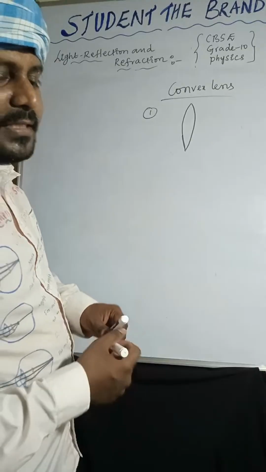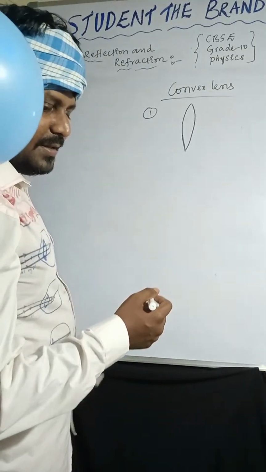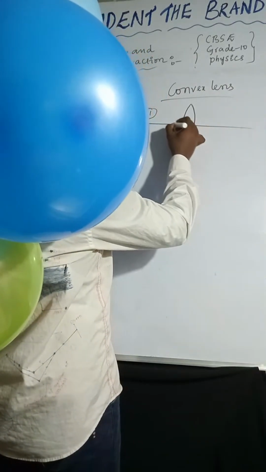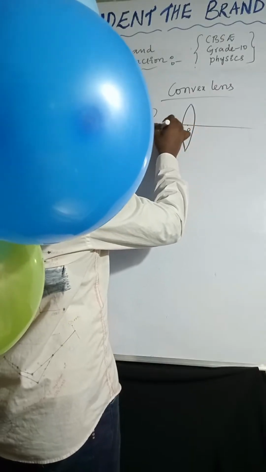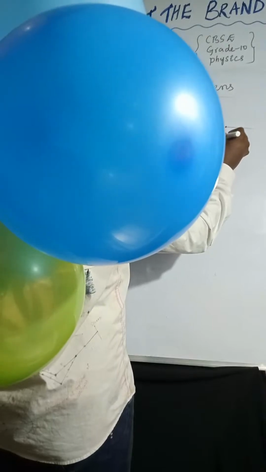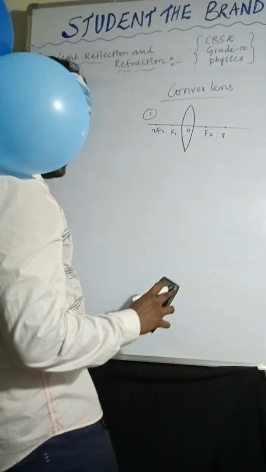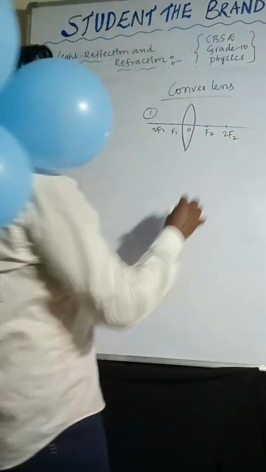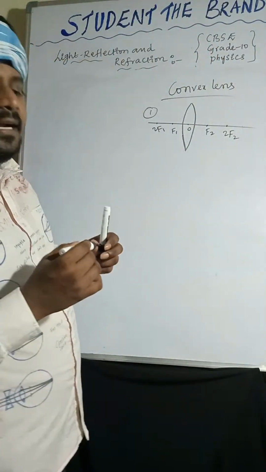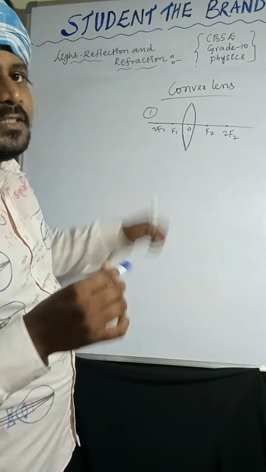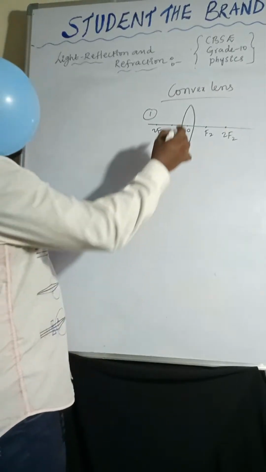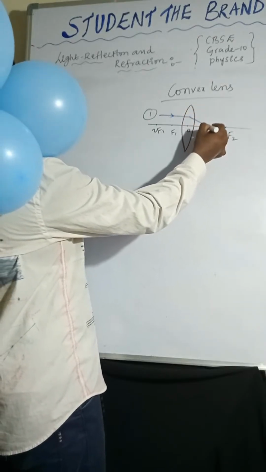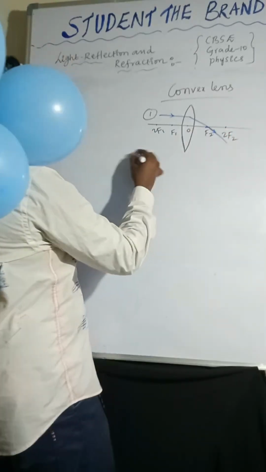Ray rules of the convex lens. Optic center, F1, 2F1, F2, 2F2. A light ray coming from infinity, after refraction, passes through F2. Like this.